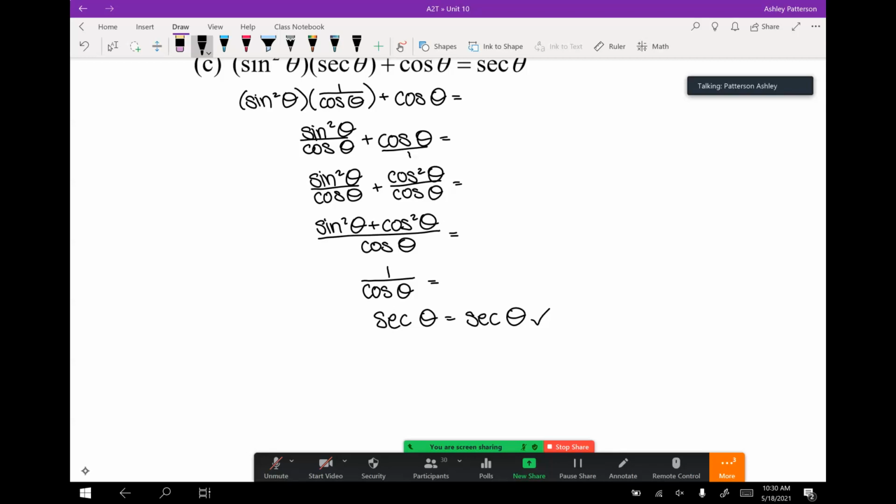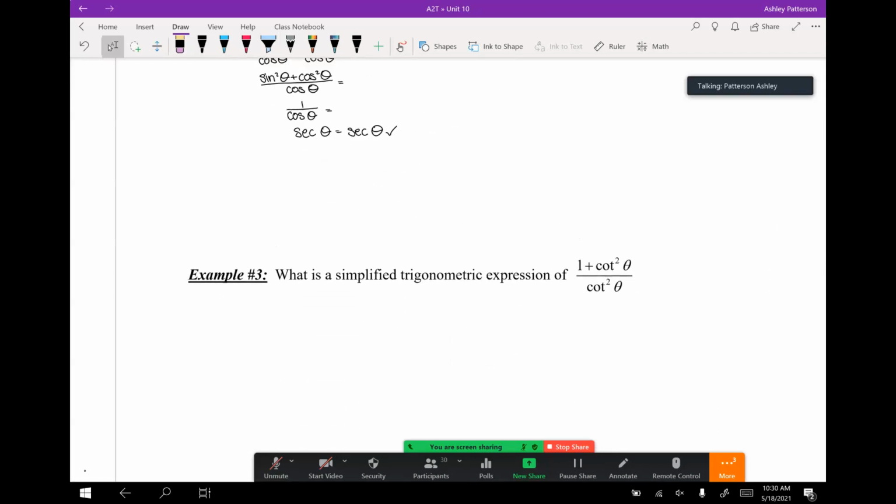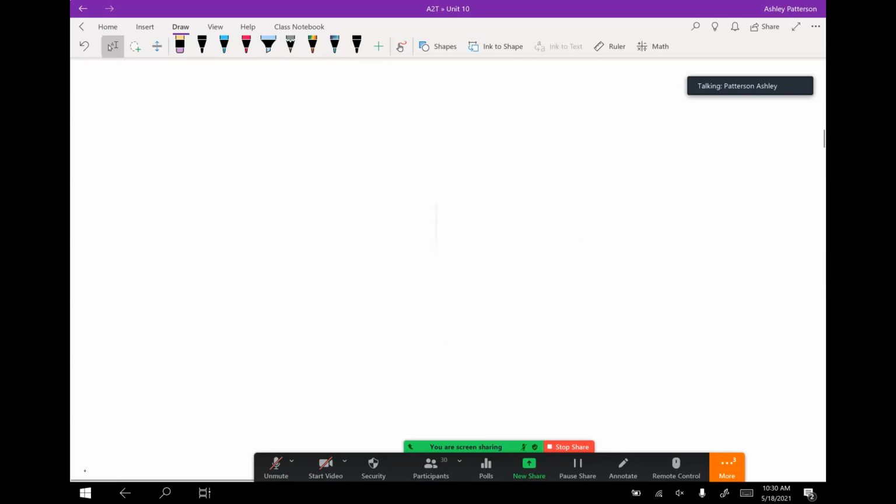Trig proofs. Party time. I've got one more for you. If you go to the, oh, no, just kidding. I always forget about example number 3. Well, no. Let's jump to the you try real quick, number 3. And then we'll go back to example number 3.